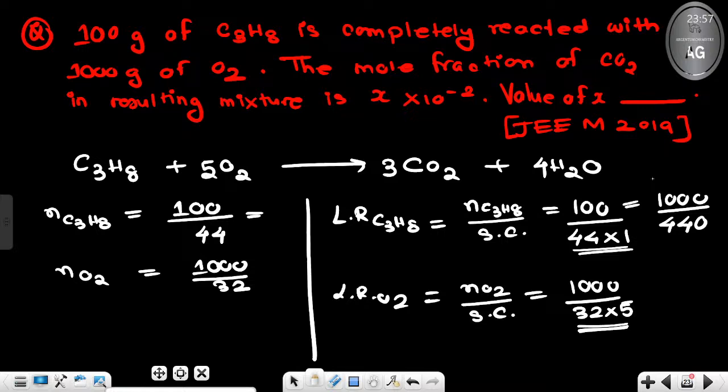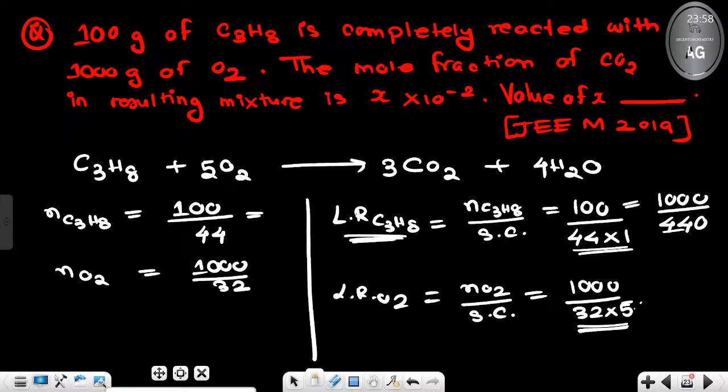Understood? So who will be the limiting reagent? C3H8 is the limiting reagent. C3H8 is going to be the limiting reagent. Any doubt you guys have? No doubt? So whoever will have the higher value, that is going to be the limiting reagent. So C3H8 is the limiting reagent because this value is more than this value. Sorry, less than this value. What am I saying? Whoever will have the lower value, that is going to be the limiting reagent.